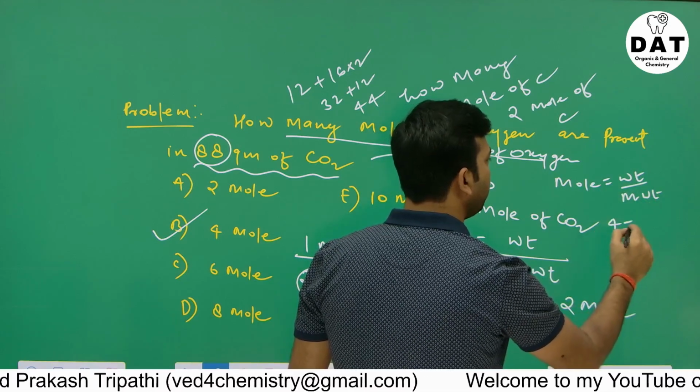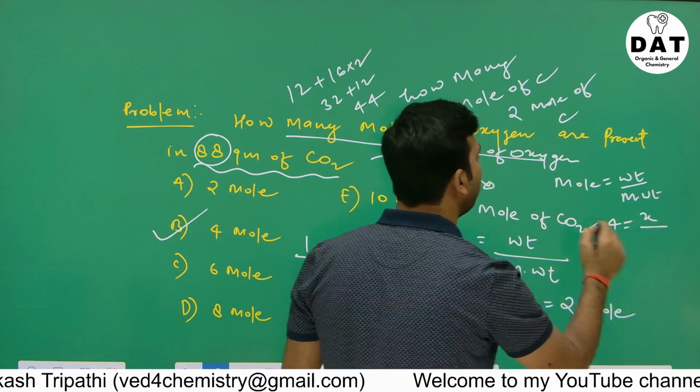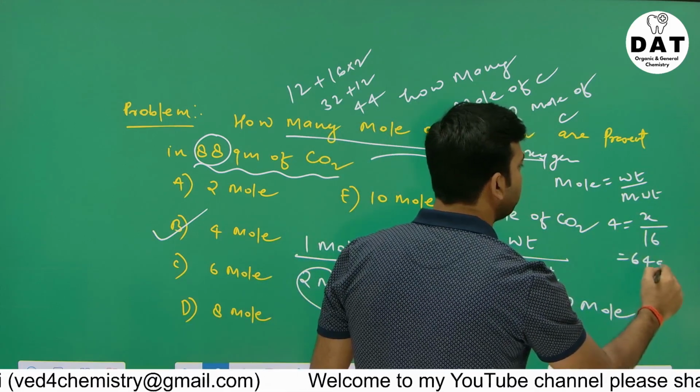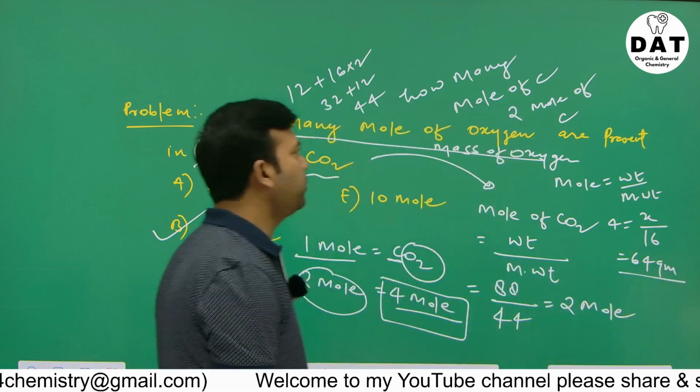Mole is 4, weight we have to find out. Molecular weight of oxygen is 16. So 16 times 4 is 64. So 64 gram oxygen. Simple.